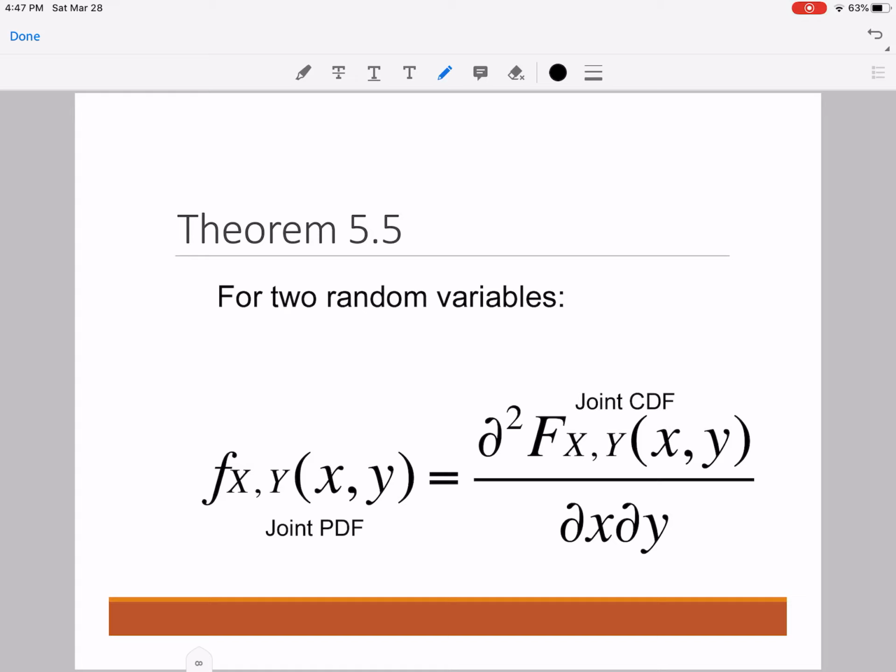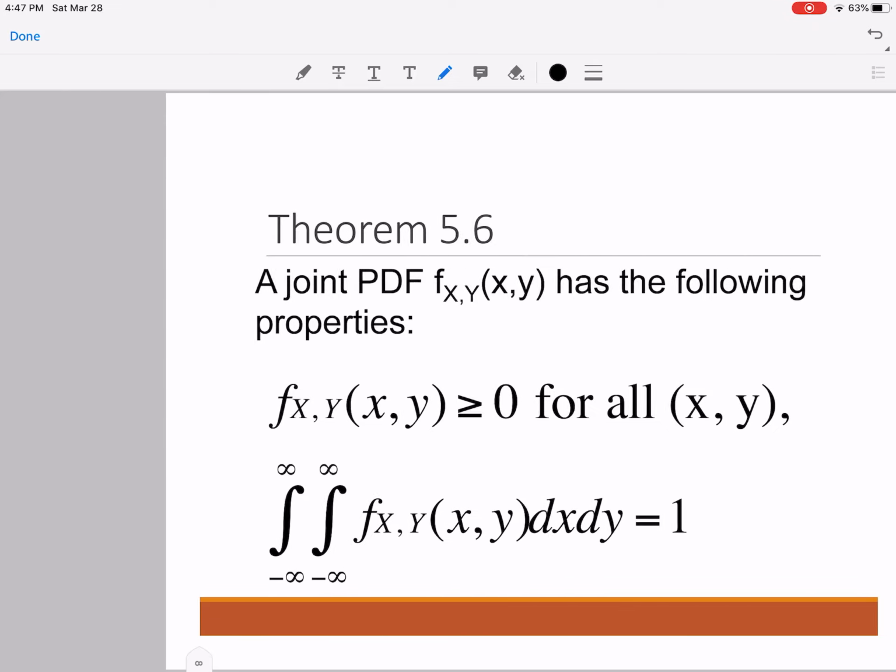This sign that you see here is called the dou sign, pronounced as dou, and it means partial derivative. So first you will differentiate with respect to x by considering y as constant, then you will differentiate with respect to y considering x as constant.